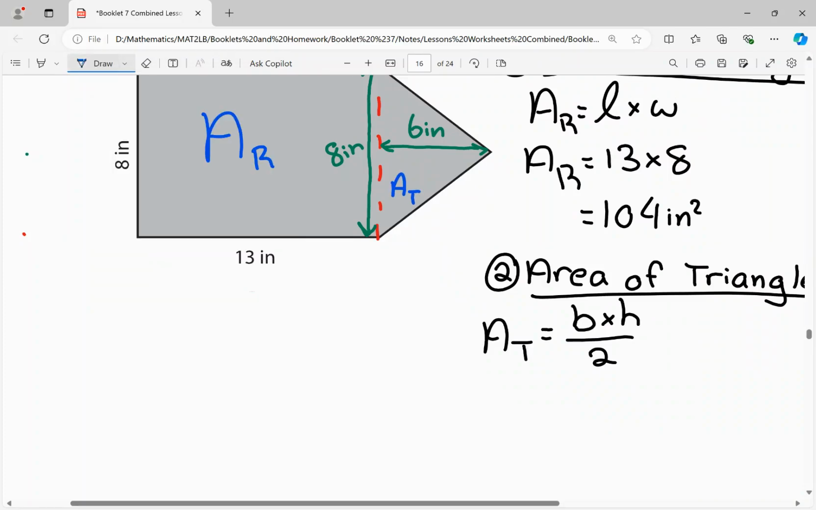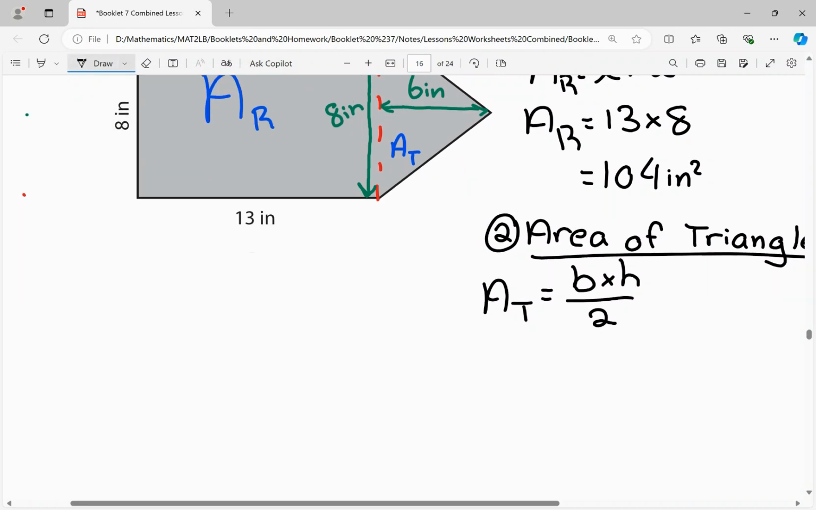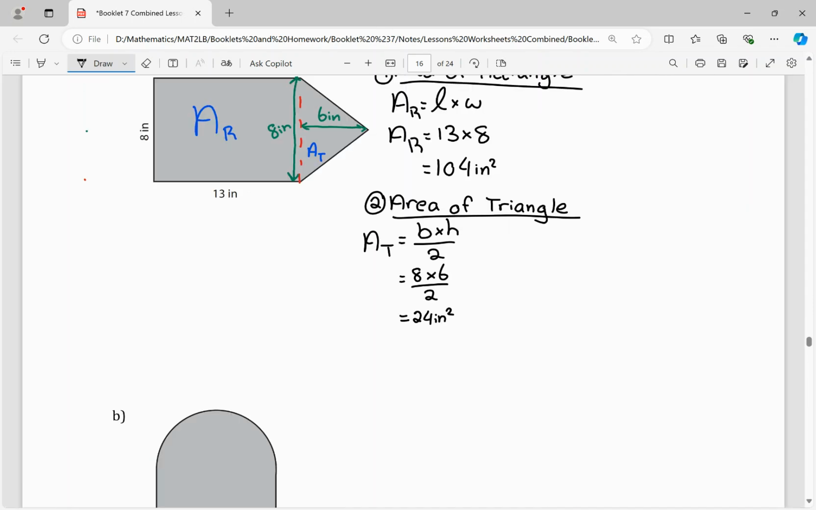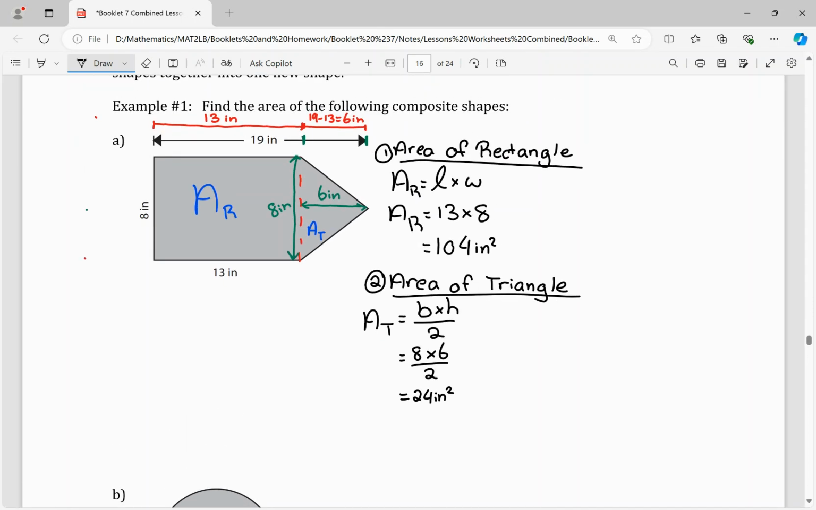So let's plug in what we know. Area equals base times height divided by 2. The base is 8, the height is 6, so it's 8 times 6 divided by 2. The area of the triangle is 24 inches squared. Good. So now that we have the area of the rectangle and the area of the triangle, we can calculate the area total.